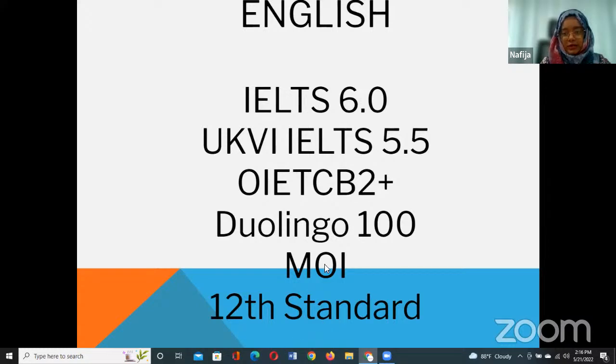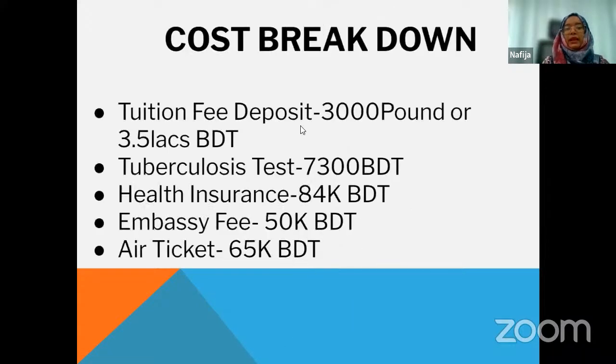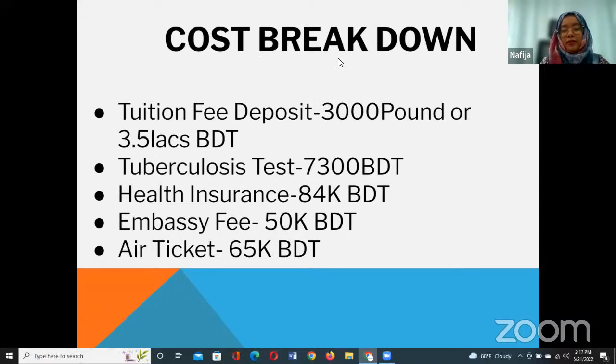Now let me share the cost breakdown, like how much money you should have if you are planning to study in the UK. Actually, the first thing is the tuition fee, and it depends on the university, and it will vary from university to university. Some universities are taking deposit of 3,000 or 3,400, 3,500 or 4,000 or 50%, 60%, 70%.